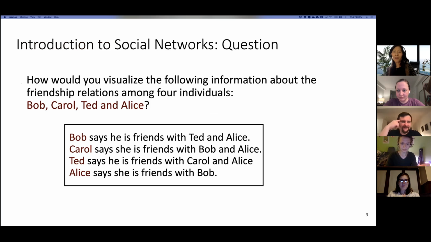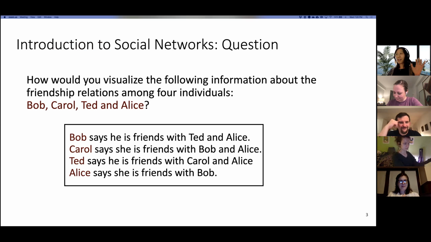So let's start with an example. I have a question for you. How would you think about visualizing the following information about these friendship relations between these four individuals? There's Bob, Carol, Ted, and Alice. So if you have a pen and paper in front of you, then you might as well just get it out and think about how you would map these relationships out.